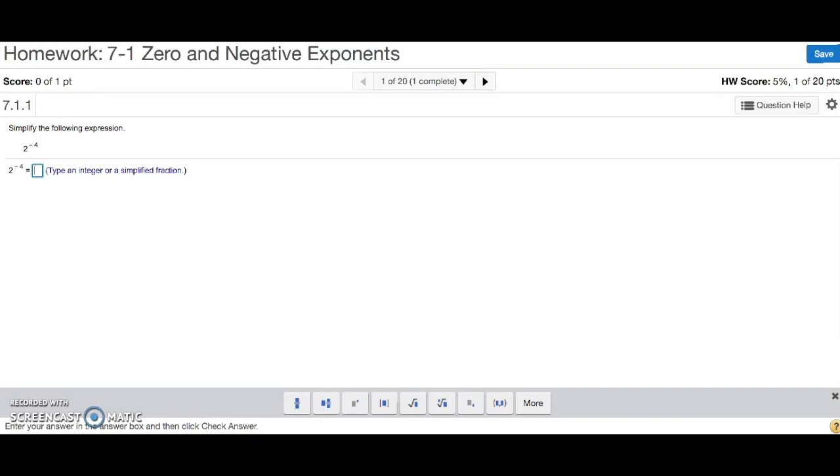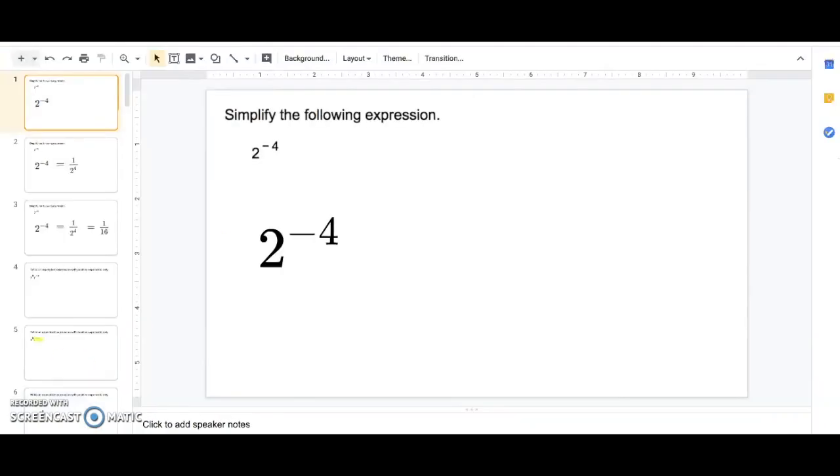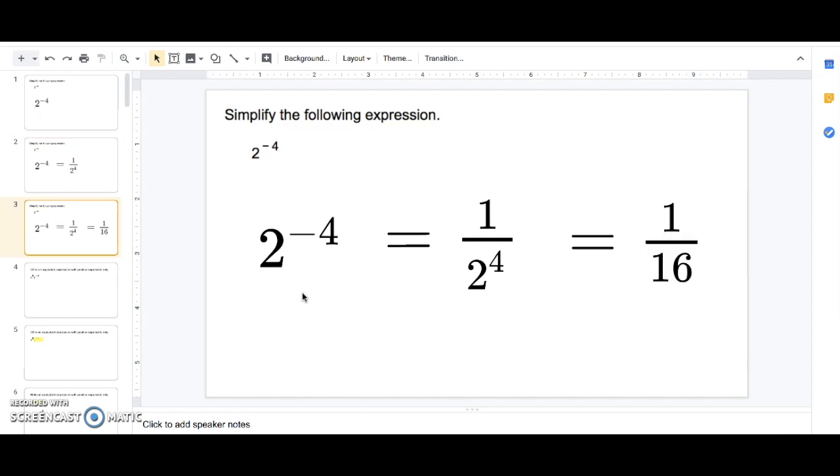Okay, 7-1, 0 and negative exponents. It is asking you to simplify the following expression, which is 2 to the negative 4 power. So when you have a number being raised to a negative exponent, we have to write it underneath 1 and make the exponent positive. We cannot leave a number with a negative exponent. It is considered unsimplified. So then you would raise 2 to the 4th power, which is 16. So our answer would be 1 over 16.